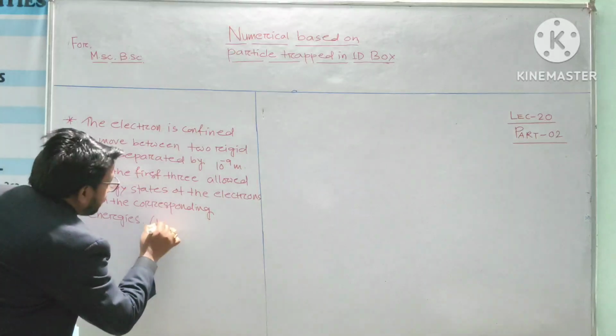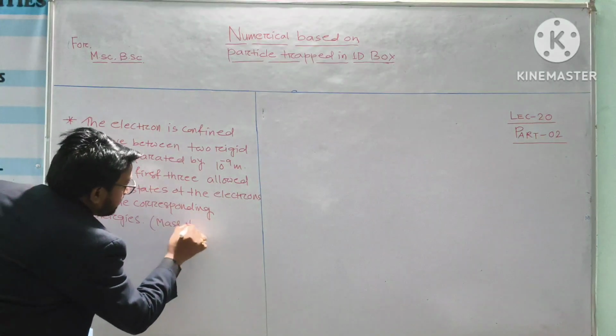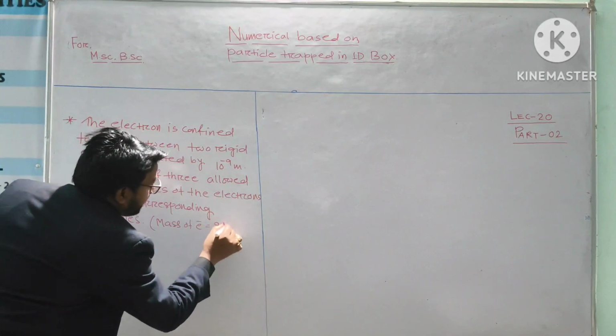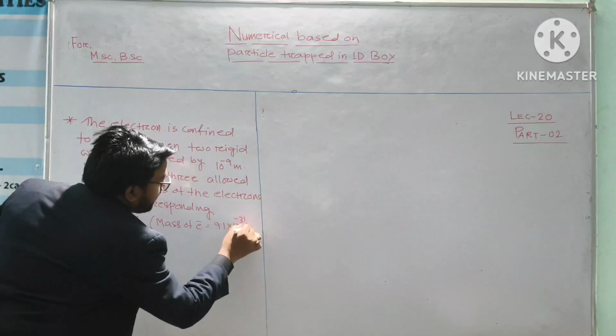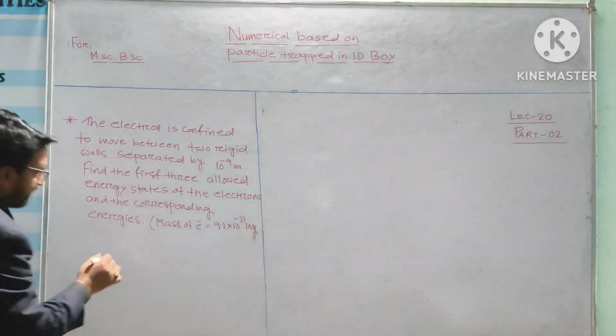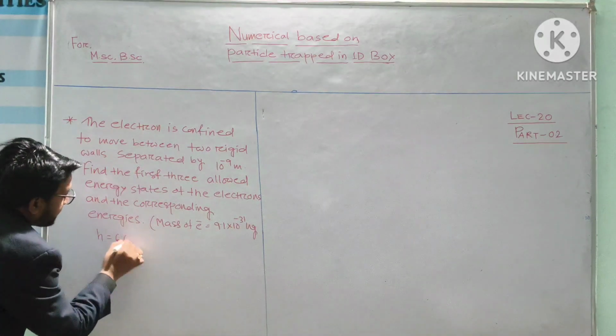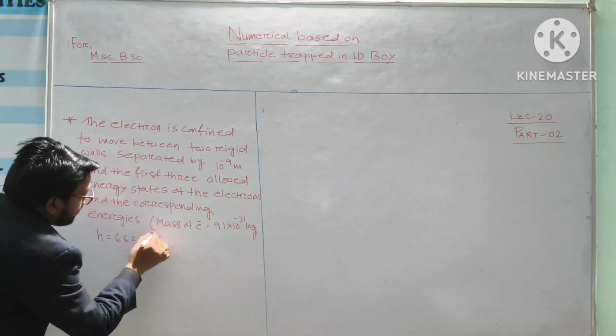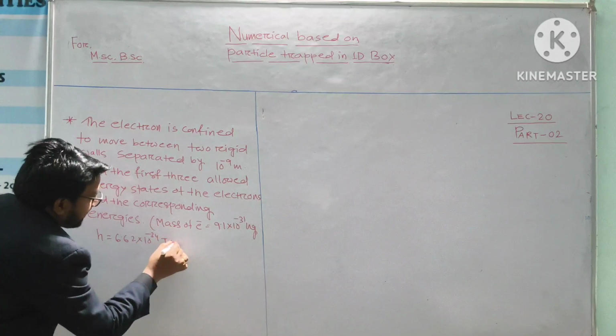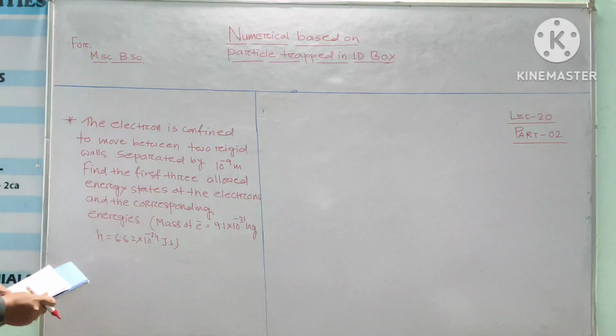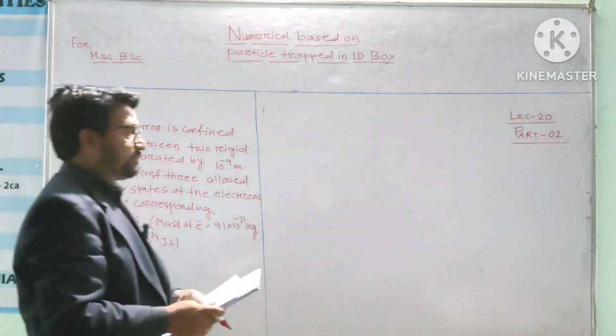Mass of electron equal 9.1 into 10 to the power minus 31 kg, and Planck constant 6.62 into 10 to the power minus 34 joule second. Okay, so this is our first numerical problem.